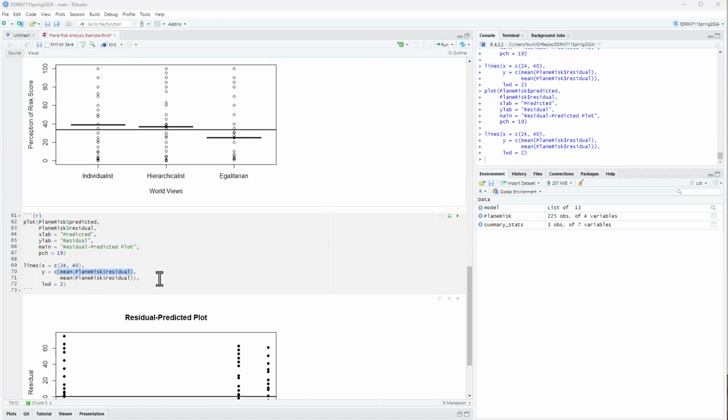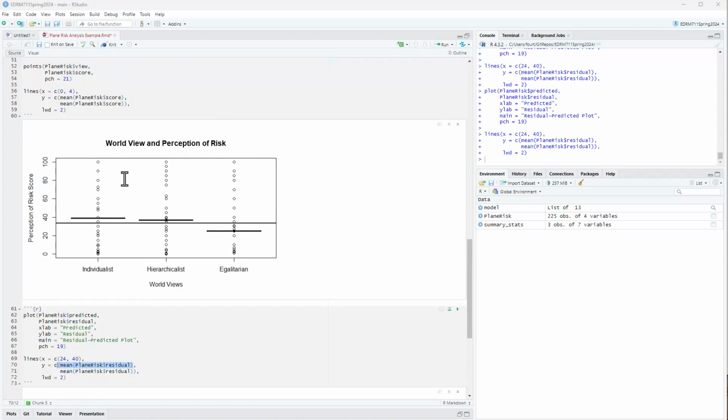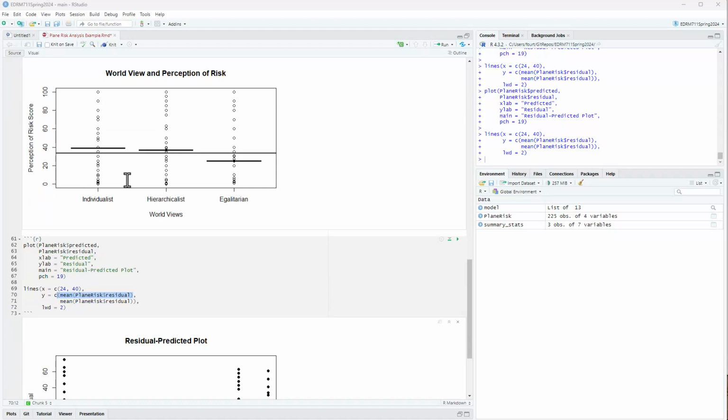Okay, we've looked at some interesting plots. We've looked at the points on the plots. We haven't actually looked at our regression model yet, so I'll do that in the next video.